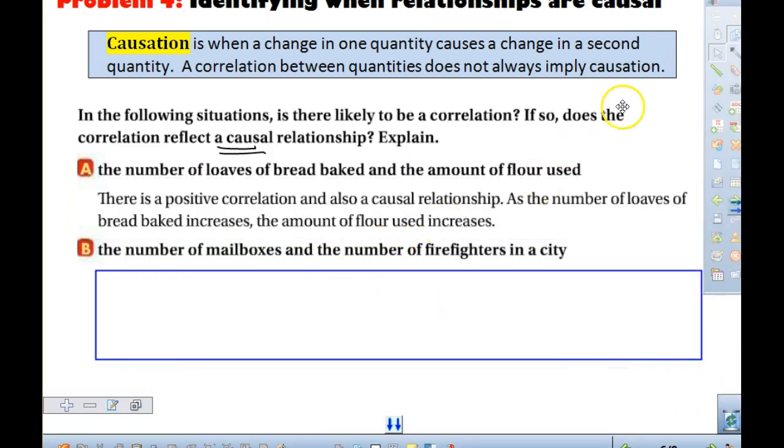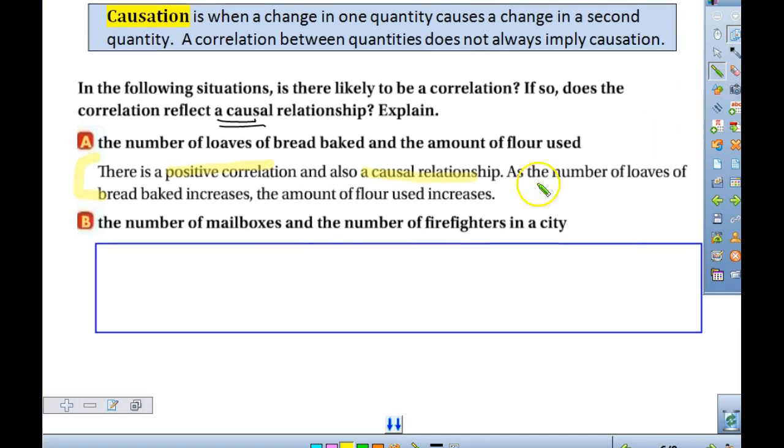Positive. And you're going to be writing this down, so please write this in your notes. There is a positive correlation, and it is also causal, because using the flour causes us to make more bread. Each loaf of bread requires so much flour, so it is considered to be a positive correlation, and there's causation. So some of you aren't writing. This next part we are also going to write down.